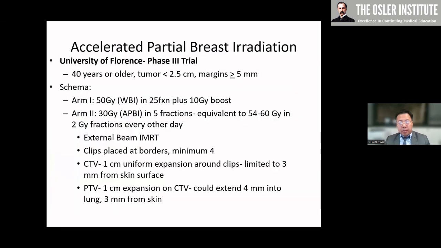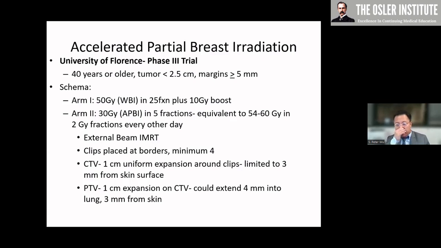Here is the University of Florence trial that looked at patients who were 40 years or older, tumor less than 2.5 centimeters, margins greater than or equal to 5 millimeters. The two arms were 50 gray in 25 fractions versus 30 gray in 5 fractions. This was delivered with VMAT, and clips were placed at the borders. There were a minimum of 4 clips. A 1 centimeter CTV was placed upon the clips themselves, as the tumor had been removed by surgery, and 1 centimeter expansion on top of the CTV for the PTV.